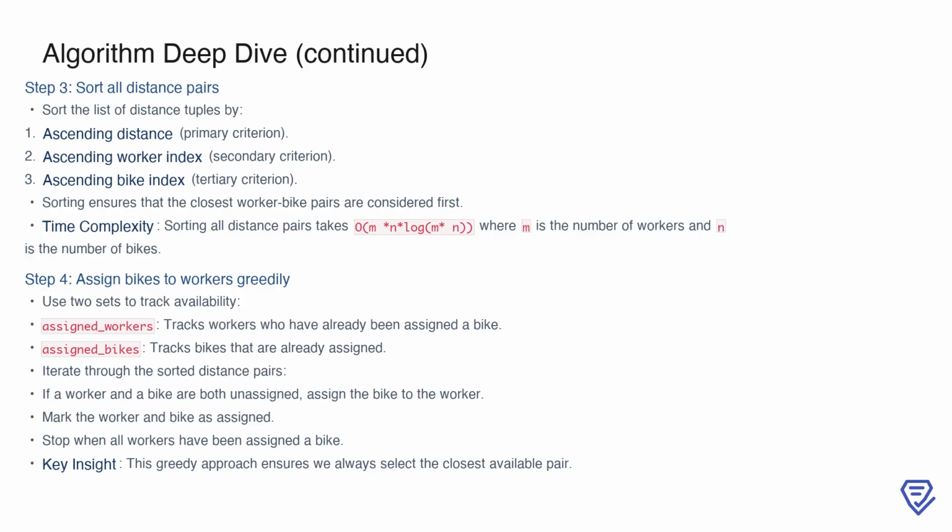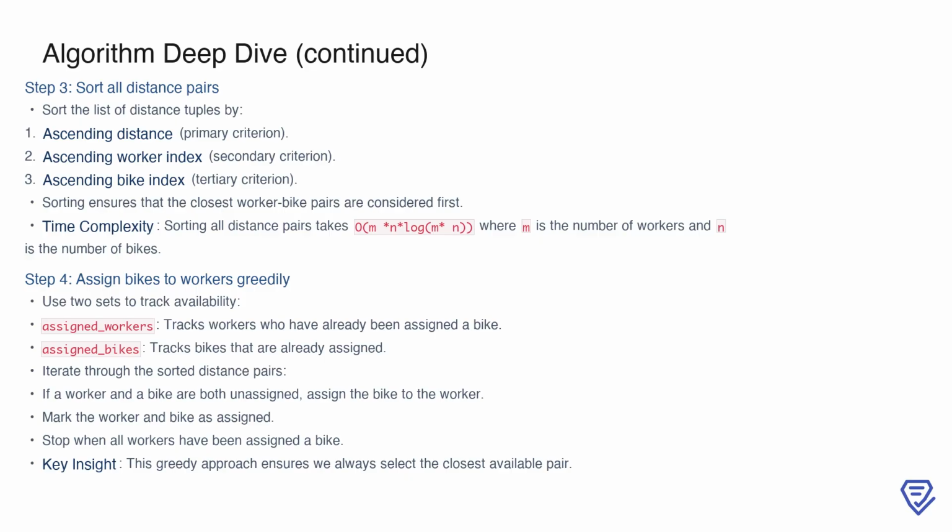If two pairs have the same distance, we resolve ties by sorting by worker index, and if there's still a tie, by bike index. This ensures that the closest worker-bike pairs are considered first, while maintaining a consistent and deterministic order. The time complexity for sorting all these pairs is O(m*n*log(m*n)), where m is the number of workers and n is the number of bikes.